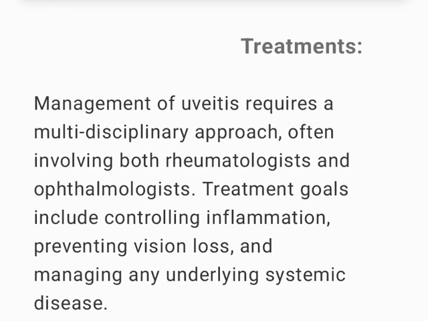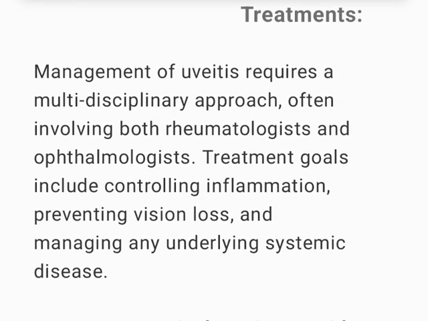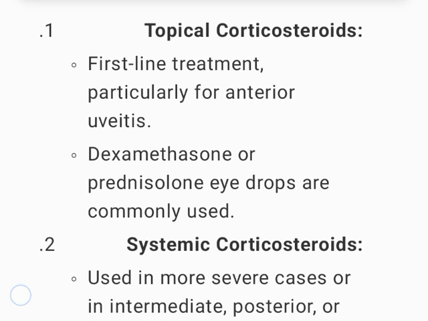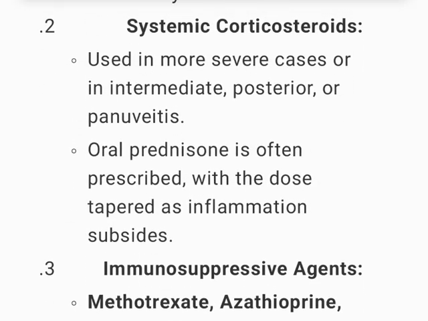Treatments. Management of uveitis requires a multidisciplinary approach, often involving both rheumatologists and ophthalmologists. Treatment goals include controlling inflammation, preventing vision loss, and managing any underlying systemic disease. 1. Topical corticosteroids. First-line treatment, particularly for anterior uveitis; dexamethasone or prednisolone eye drops are commonly used. 2. Systemic corticosteroids, used in more severe cases or in intermediate, posterior, or panuveitis. Oral prednisone is often prescribed with the dose tapered as inflammation subsides.